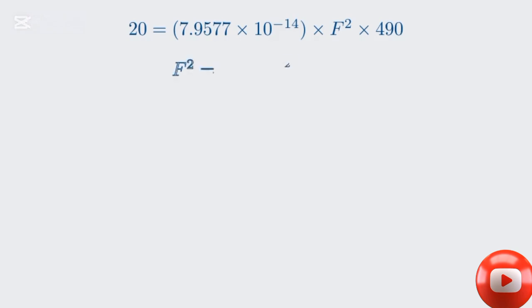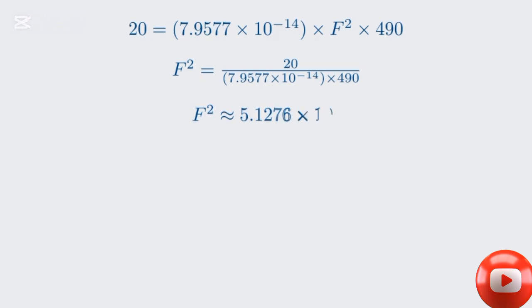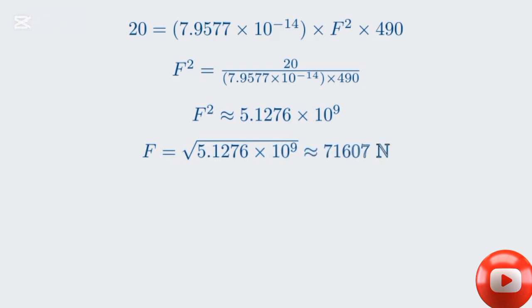F squared equals 20 divided by the product of 7.9577 times 10 to the minus 14th and 490. Let's perform that division. This gives us F squared equals approximately 5.1276 times 10 to the 9th. This is the square of our force. To find F, we need to take the square root of this number. The force F is the square root of 5.1276 times 10 to the 9th. This calculates to approximately 71,607 newtons.